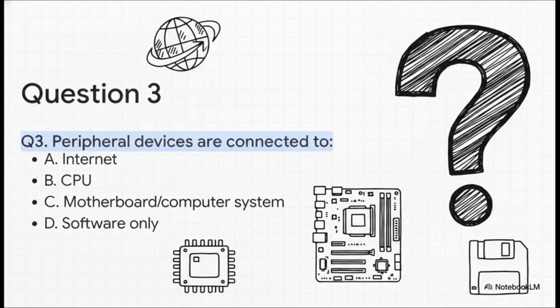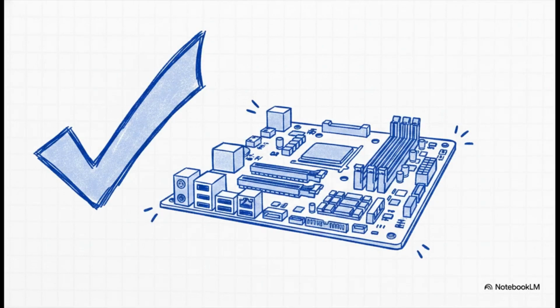Moving right along, question 3. Peripheral devices are connected to A. Internet, B. CPU, C. Motherboard/computer system, or D. Software only. How do these devices physically attach to the setup? If you said C, motherboard/computer system, excellent work. They plug right into the system so the CPU can easily control them.